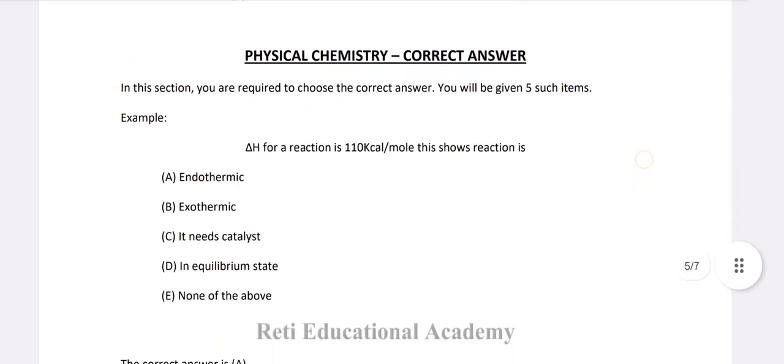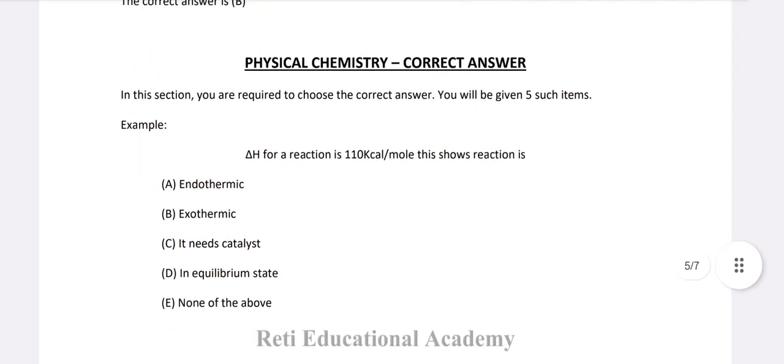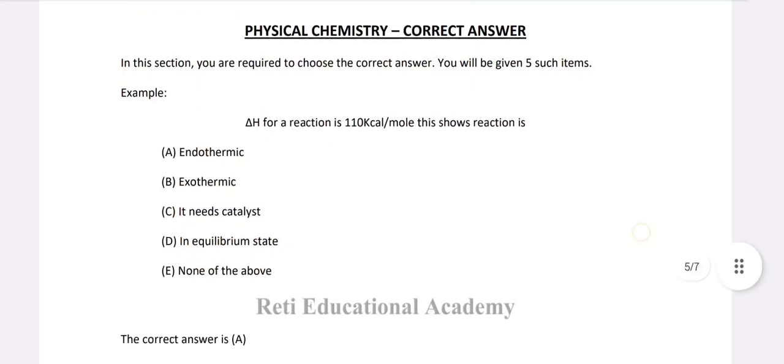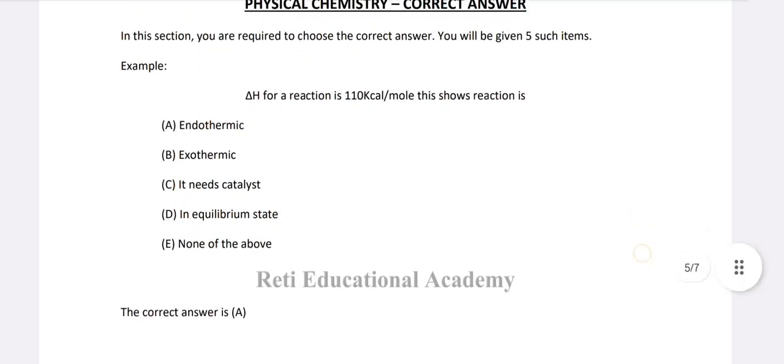Physical chemistry, correct answers. In this section, you are required to choose the correct answer. You will be given 5 such items. Example, the enthalpy change for a reaction is 110. This shows the reaction is: endothermic, exothermic, it needs a catalyst, in equilibrium state, none of the above. And the right option is A, endothermic.